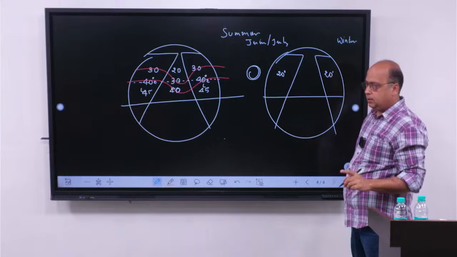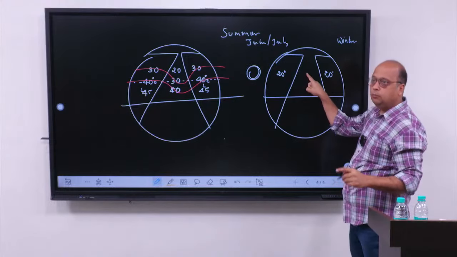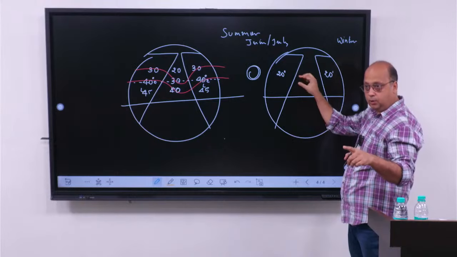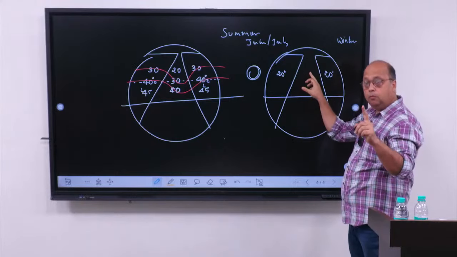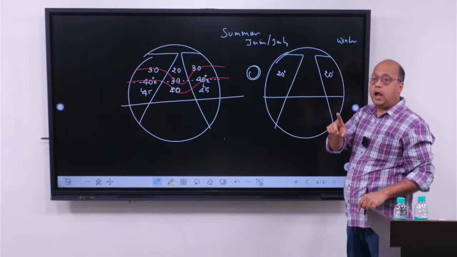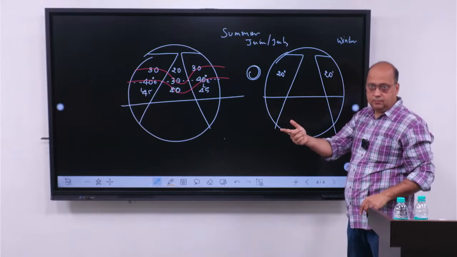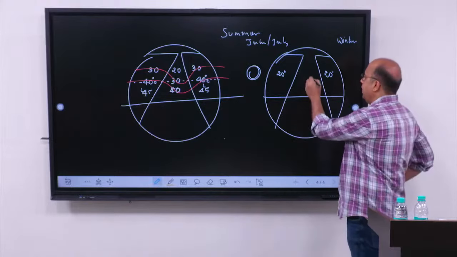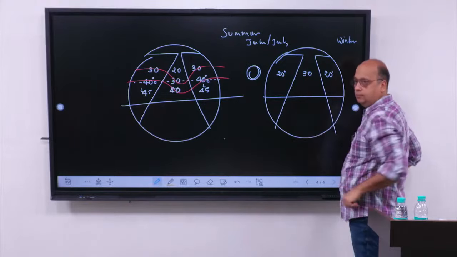Northern hemisphere in winters. What would be the temperature here? More than 20, less than 20? In water bodies, if the cooling is there in winter, it is more on land. Because land cools fast, and it heats up fast also. So we have 30 degrees.